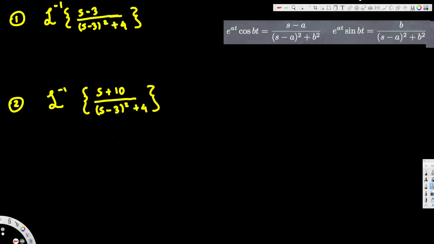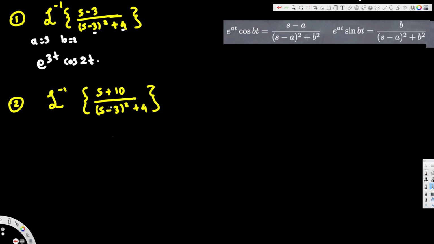Now here we have s − 3, so this is also the (s − a) pattern, but we have to have b². In order to do that, we can make this one 2², right? 2² is equal to 4. If you compare, our a value is going to be 3, and since 4 is equal to 2², our b value is going to be 2. So we can directly write our final answer. That's going to be e^(3t) cos 2t. This is the inverse Laplace transform for this function.